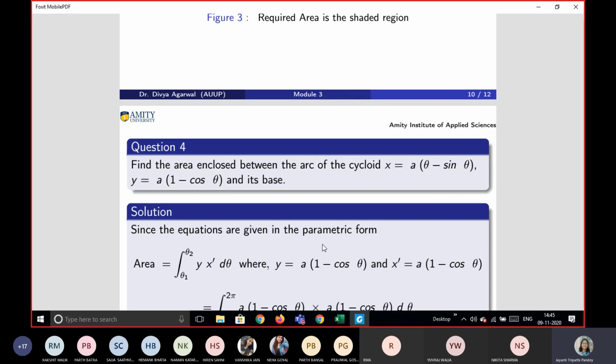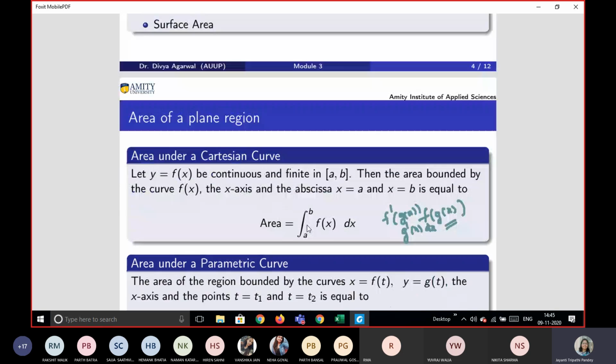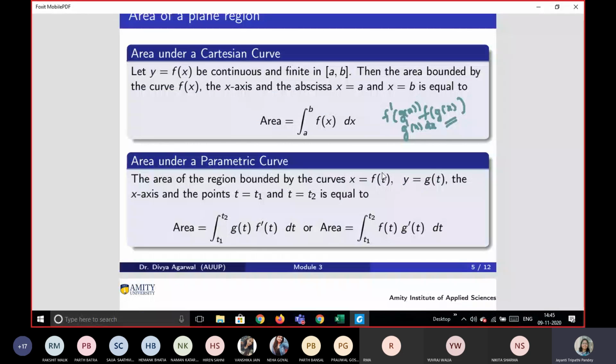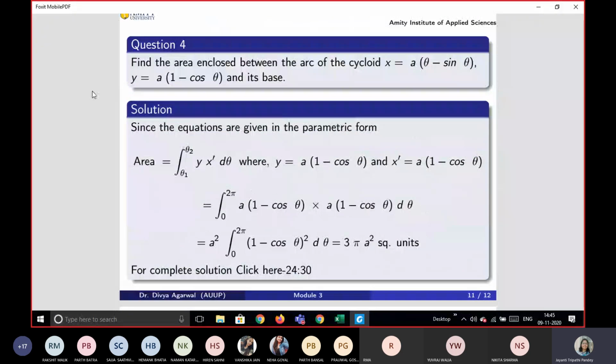Can you tell me what is the parameter here? Theta. And what was the formula? Just revise. This is the formula. The area of the region bounded by the curves this and this, the x-axis and the point this is equal to this. So either you write g(t) f dash t or you write f(t) g dash t, both will work. Doesn't matter.